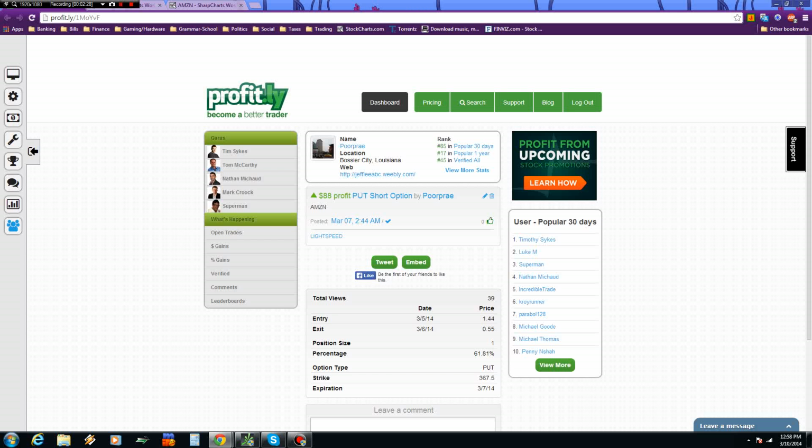My exit was 55 cents. I placed it on the bid, and that's where I got filled. I think the best exit I would have gotten was maybe 52 or 50 cents, so overall, pretty nice trade.